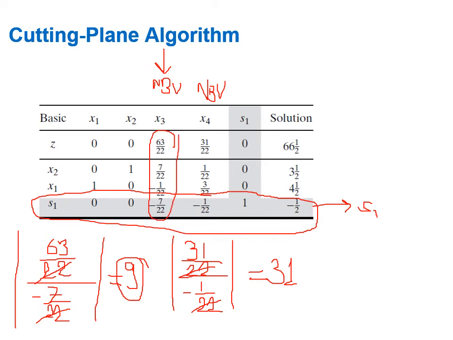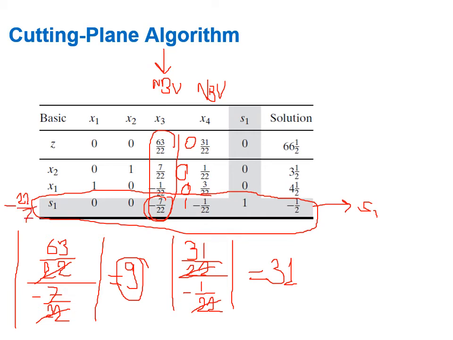And what do we want to do? We want to replace this s1 with x3 in the basis. S1 has 0, 0, 0, 1. It means that for x3, I need to have 0, 0, 0, 1 here. By making elementary row operations, I need to convert this column to 0, 0, 0, 1. So for this purpose, I need to make this value equal to 1. It means that I need to multiply this row by -22/7.